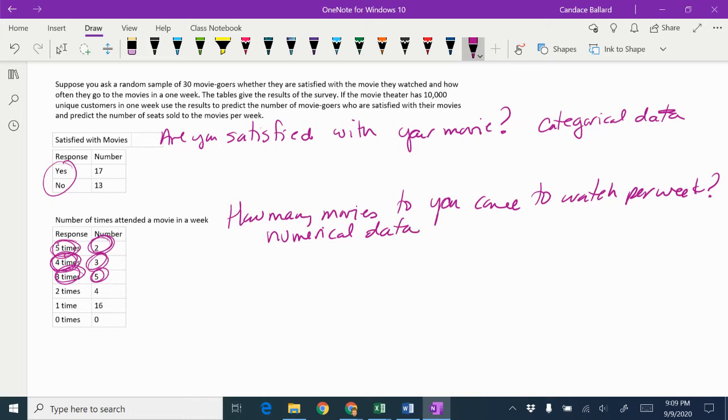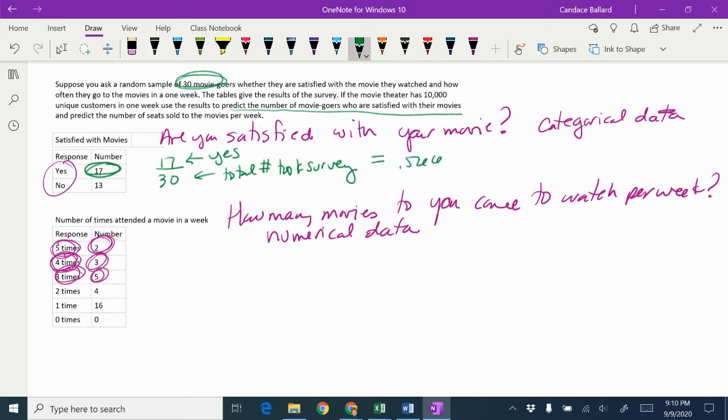So the next thing we're going to talk about is these predictions. So it says we had 30 moviegoers. That's going to be important. We're supposed to start by predicting the number of total people satisfied with their movies. So the first thing I'm going to do is take the number of people that responded yes, and divide it by the total number of people who took the survey. So this is the total number who took the survey. When I do that arithmetic, I end up with 0.56666666. I haven't done a prediction yet. All I have is kind of a probability calculation.